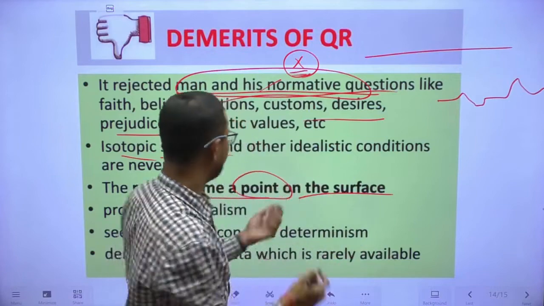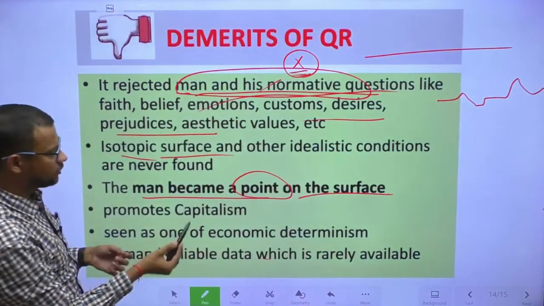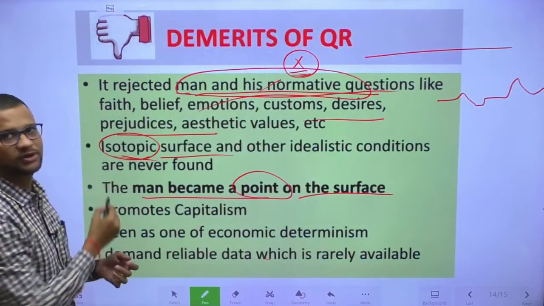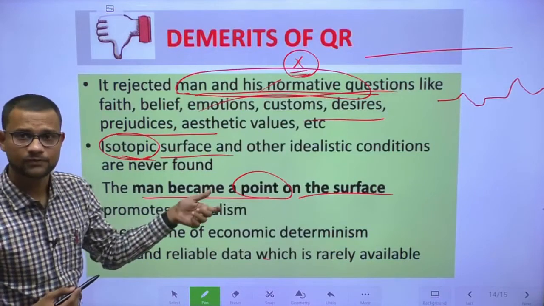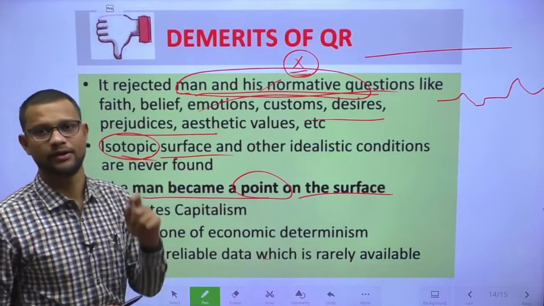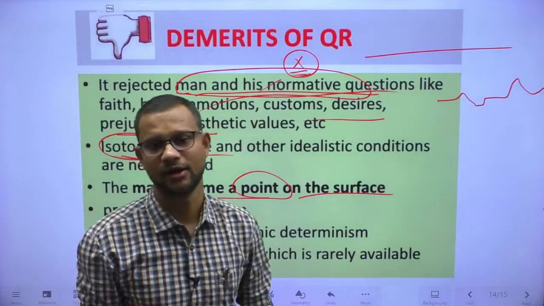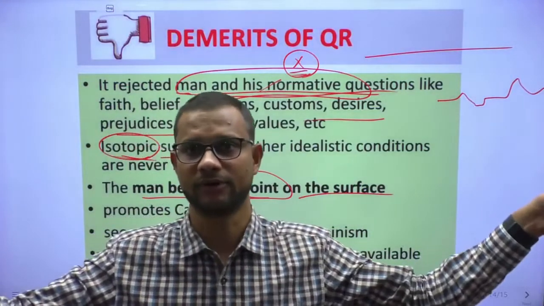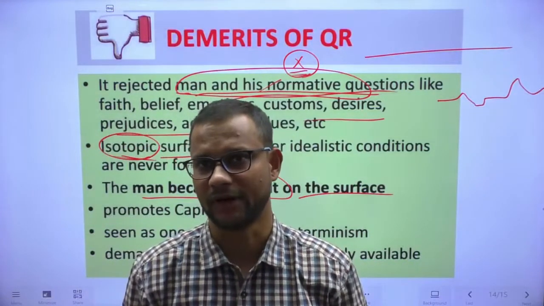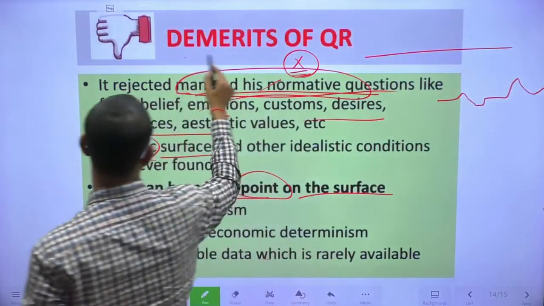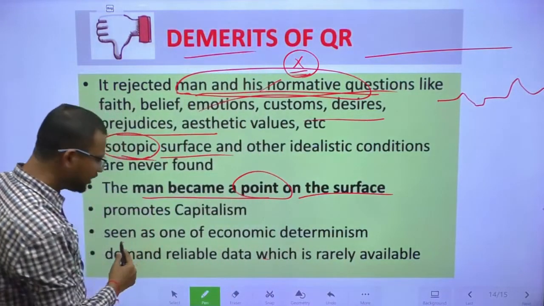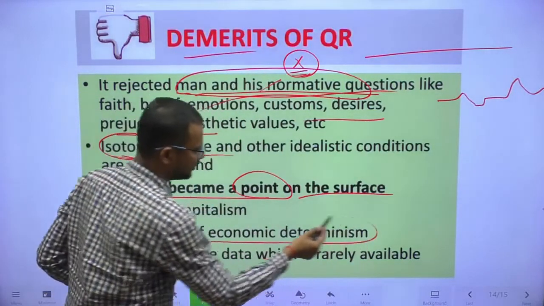So the whole surface cannot be considered isotropic in nature, and if you do consider it, you will be avoiding the reality, and if you avoid the reality, the result would be more diverted. That's why this was criticized. Then it is seen as one of the economic determinisms.